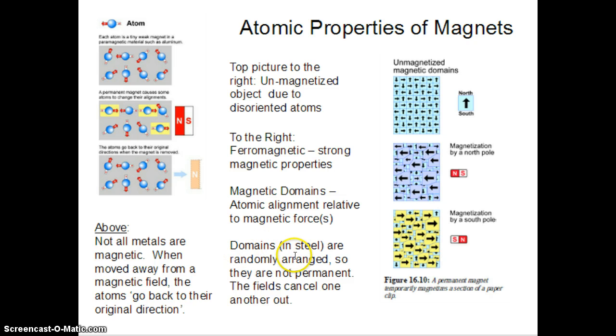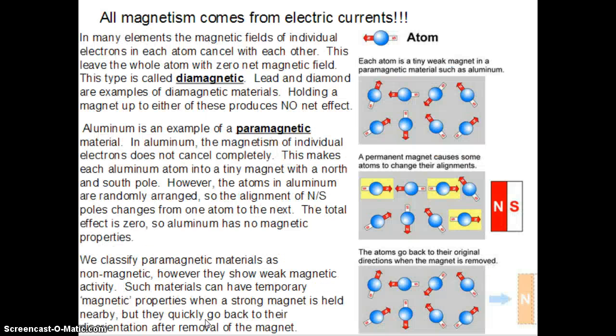Notice domains in steel are randomly arranged, so they are not permanent magnets. The fields cancel one another out. And not all metals are magnets. When moved away from a magnetic field, atoms have a tendency to go back to their original direction, therefore losing any magnetic properties they might have gained temporarily. All magnetism comes from electric currents.